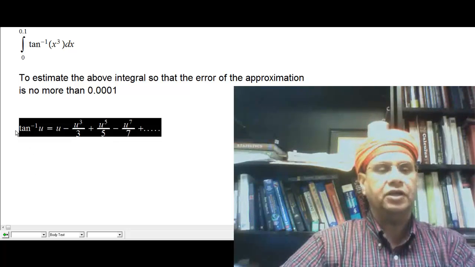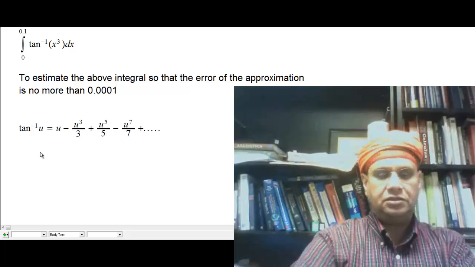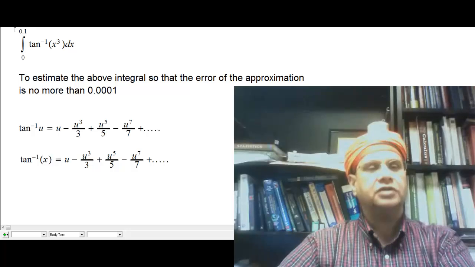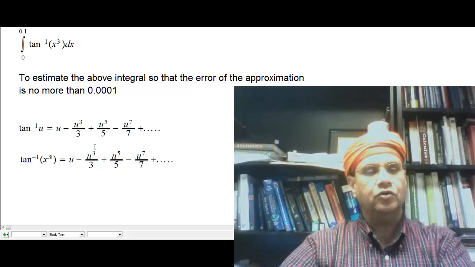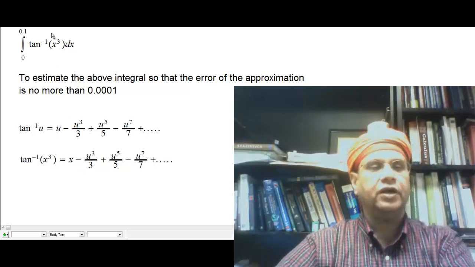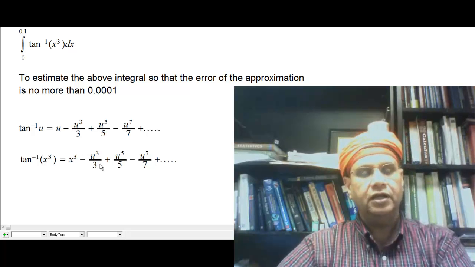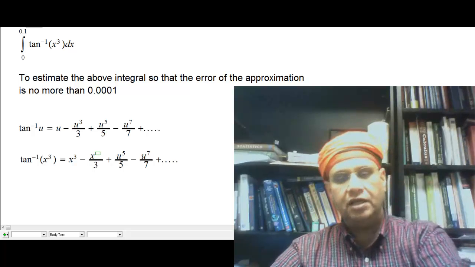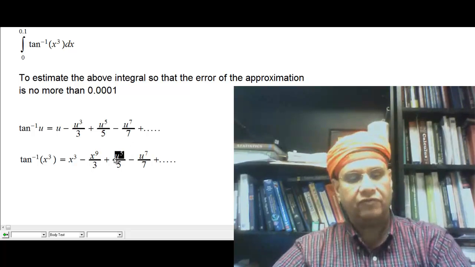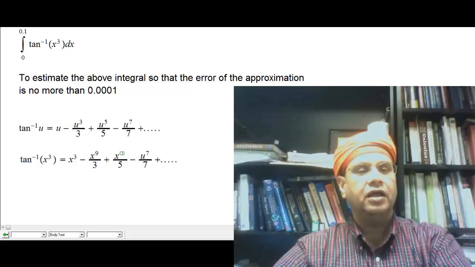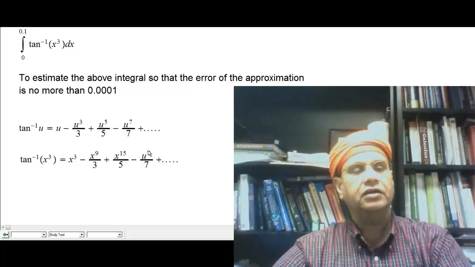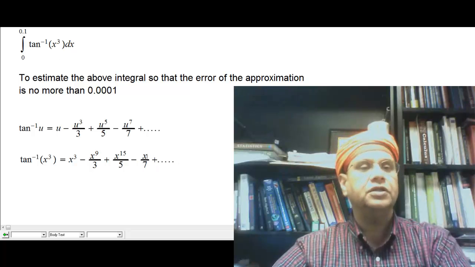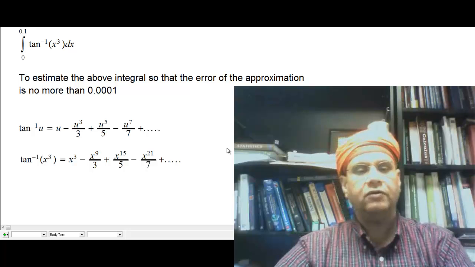So what it means is that if we substitute x cubed in here, then this becomes x cubed. Now x cubed to the power third is how much? x to the 9. Then power 5 would be x to the 15, right? Then this would be x to the 21.